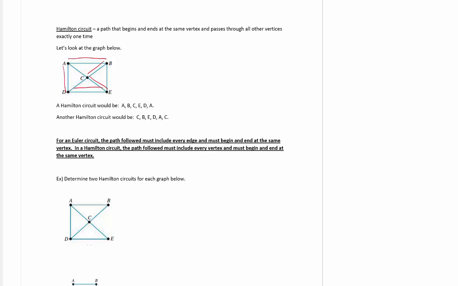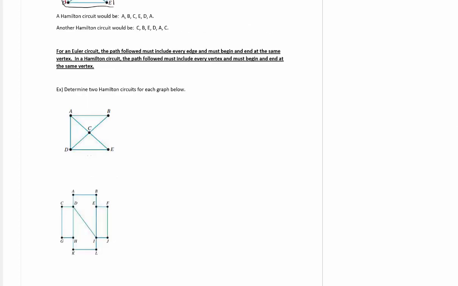Another Hamilton circuit, I'll start with C. I could go C to B, B to E, E to D, D to A, and then A to C. Again, starting with C and ending with C. So again, for an Euler circuit, the path must include every edge, aka line segment, and must begin and end at the same vertex. In a Hamilton circuit, the path followed must include every vertex and must begin and end at the same vertex.